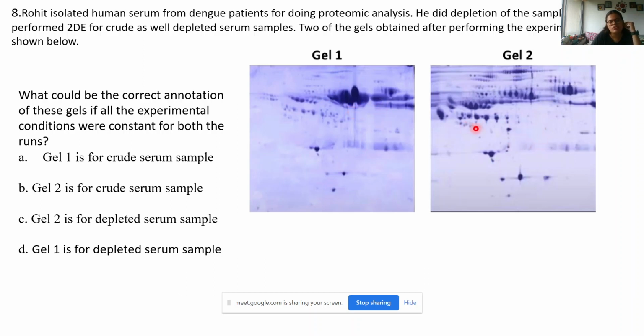And this is of the depleted serum sample. So this could be visualized from the two gel images. So you are correct. Option A and C are correct.